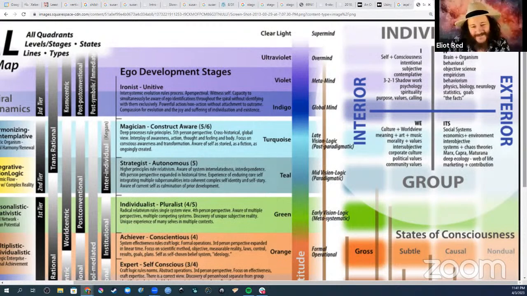All right. Now pick another quadrant. We've done the interior and exterior. Now the other dimension: individual and group. So on the top we have individual, on the bottom we have collective. The lower left we have the "we."